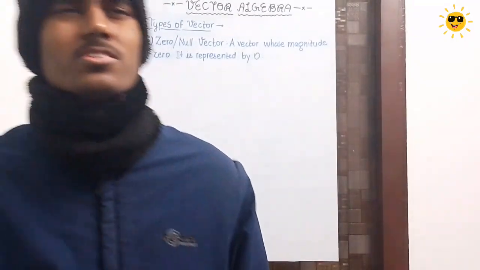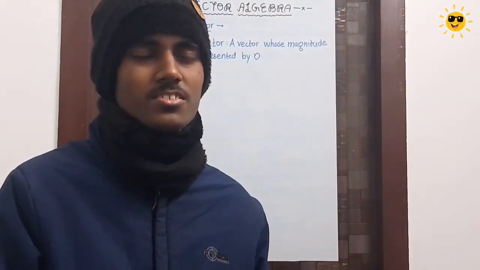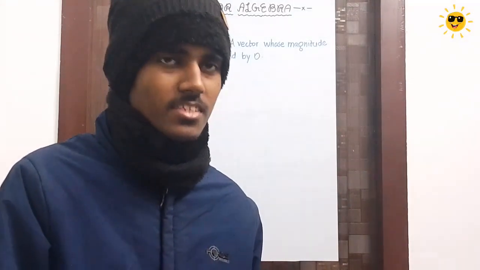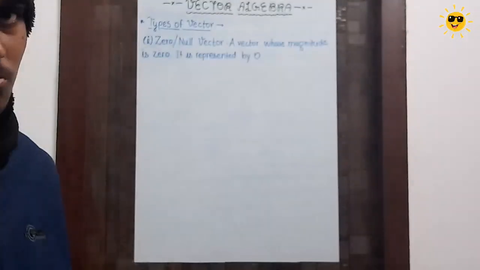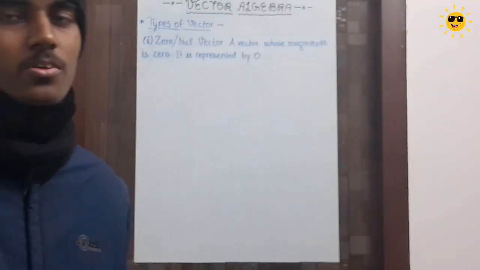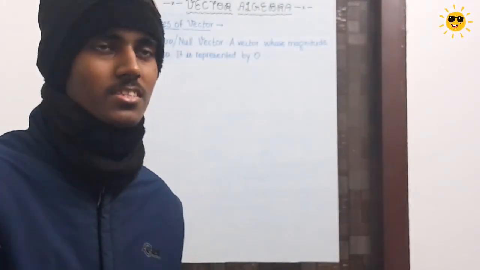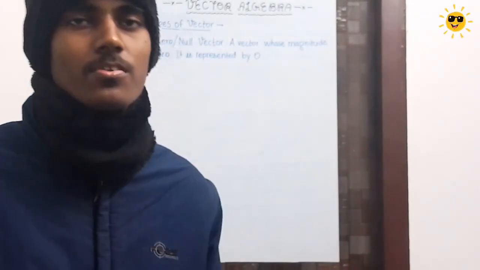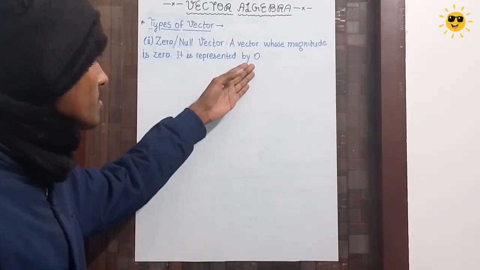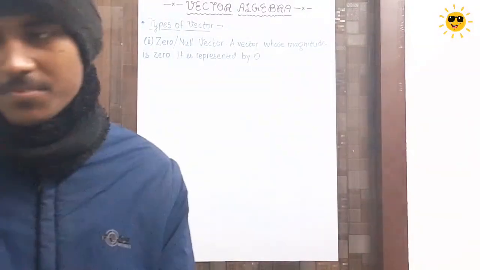And in easy words, this vector means it doesn't exist yet. It is yet to exist. Its magnitude is 0. If something is not there, then how can we represent it? Thus we represent it by writing 0 simply. So it's called a zero vector.